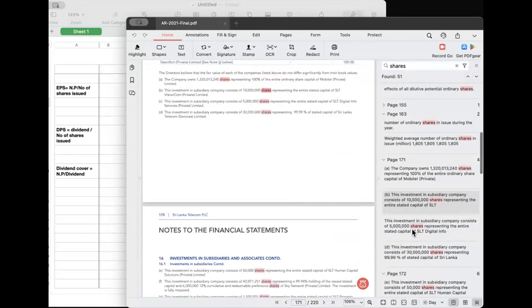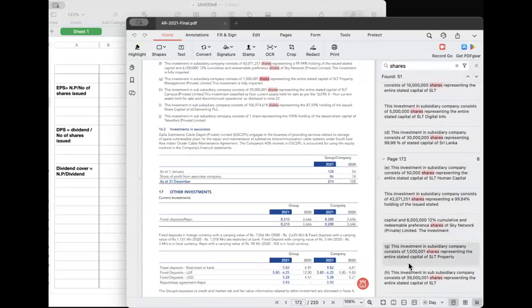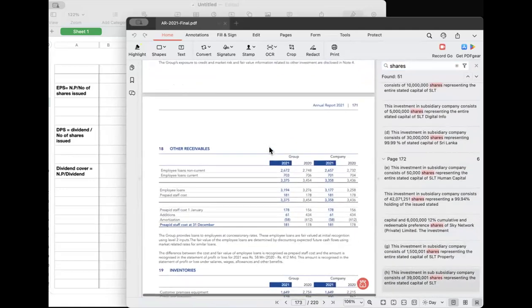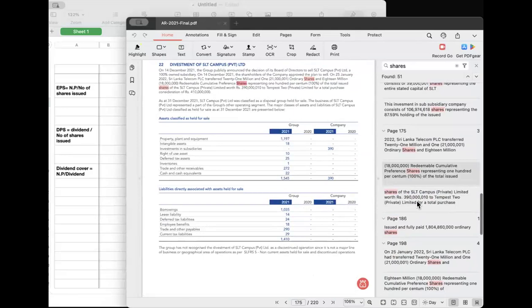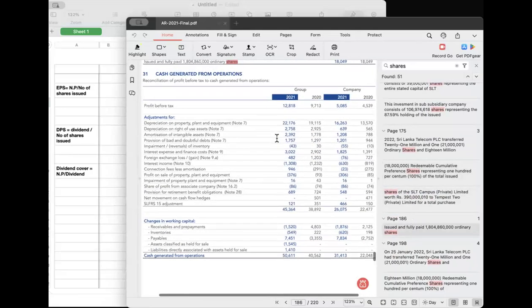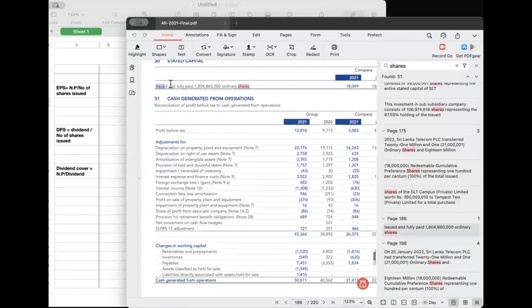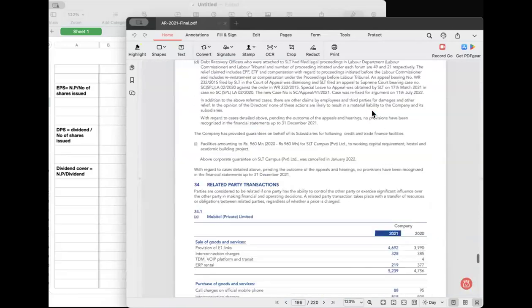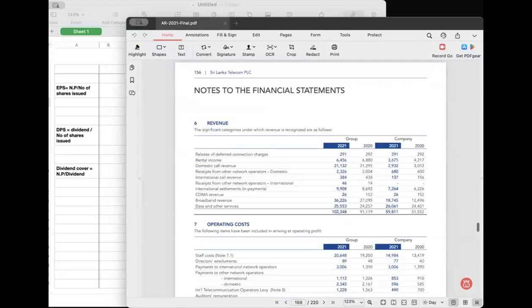I did find the number of shares from the annual report. I can't remember from where I got it. I should have noted down the page. It is there in the annual report. Oh, here it is. Yep, this is the one. See, number of shares issued. So 1804. This is the one. So you will have to find out. Just type what you want, and it will give you 1804. That's the number of shares issued.